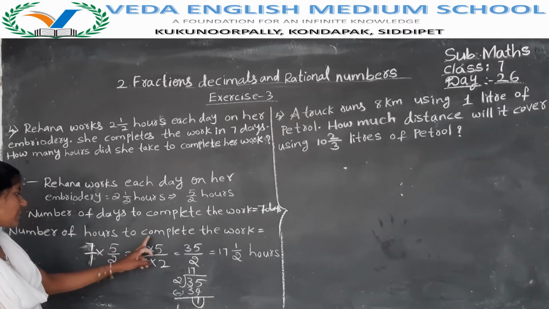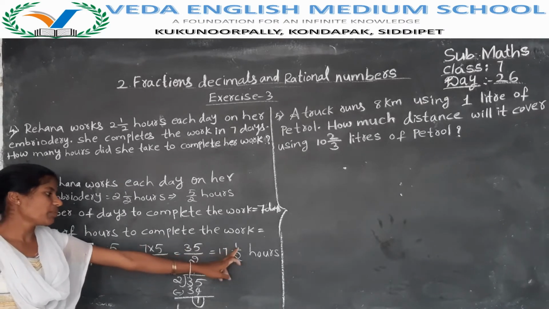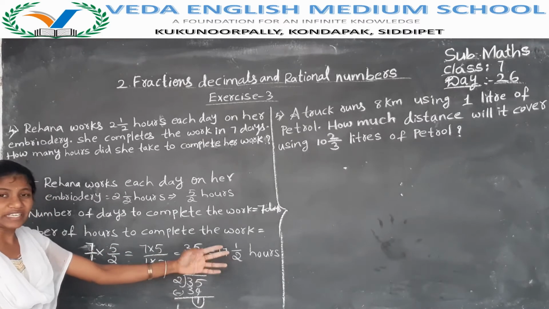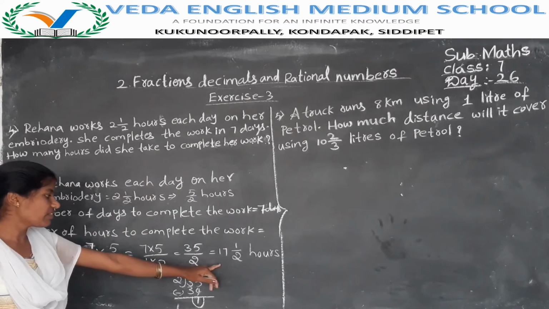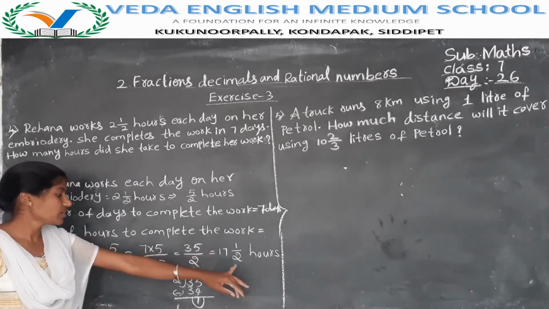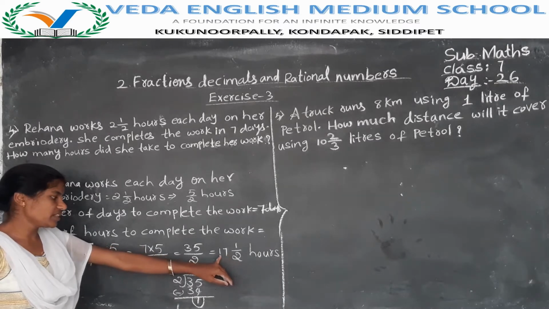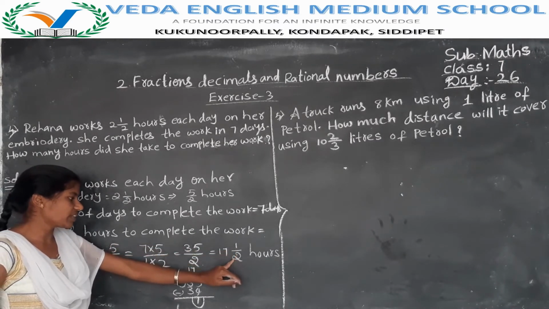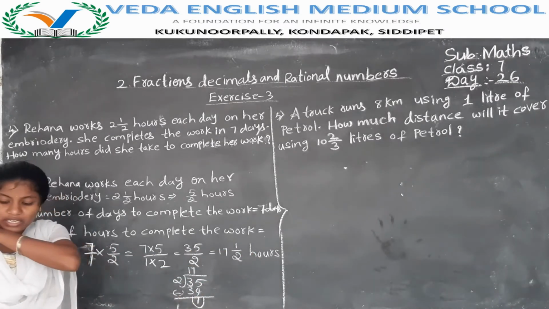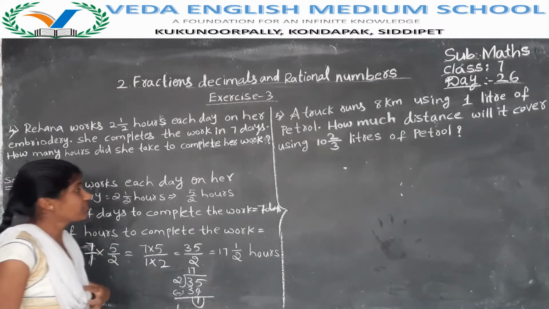That means she will take 17 into 1 by 2 hours to complete the work. In days that is 7 days. In hours it is 17 into 1 by 2 hours. Now see, 2 17s are 34. 34 plus 1 is 35. 35 by 2 hours. Okay. Next, fifth question.